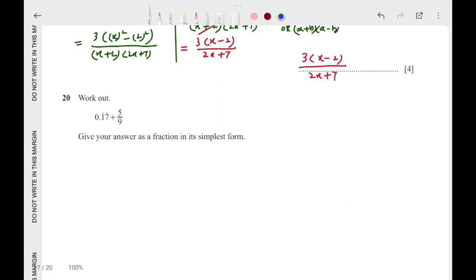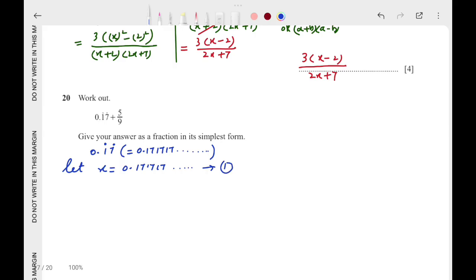It's a newly added topic. So if you see that 0.1, there is a dot at the top of 1 and there is one more dot at the top of 7. So it shows that your two numbers are appearing again and again. Actually this is a recurring case. So let x is equal to 0.171717 and so on. Say this is equation number 1.